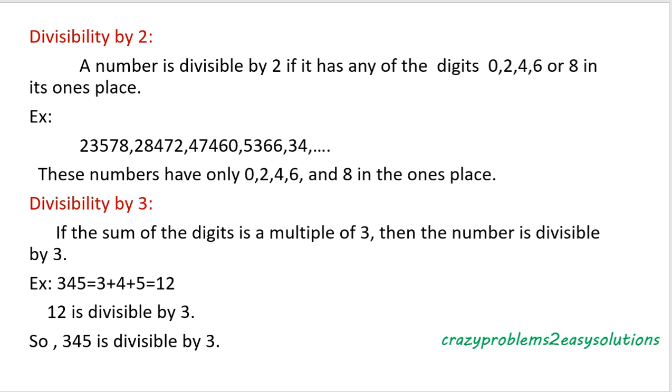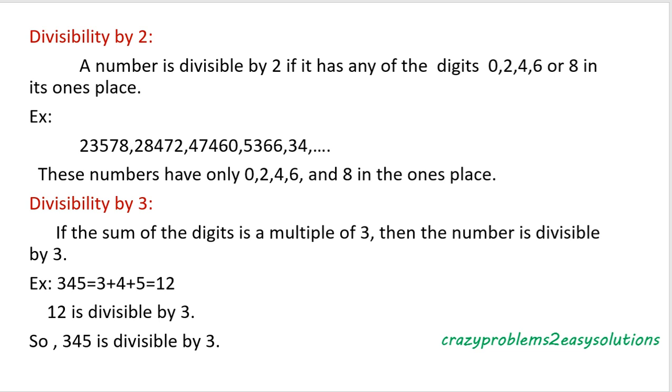23,578. Look at the 8 only. In the ones place it has 8, so it is divisible by 2. In the next number, let's consider 28,471. So 1 is not divisible by 2, right? It is not an even number either. So the whole number is not divisible by 2.